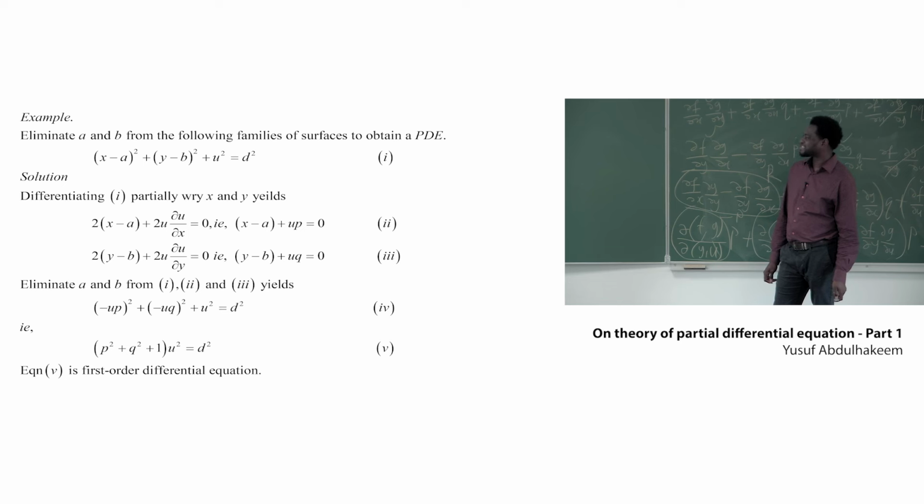∂u/∂x is equal to p. So we can just replace this ∂u/∂x here with p. And once we do that, we divide through by 2 so that we can have this equation. So x minus a here is equal to minus up.